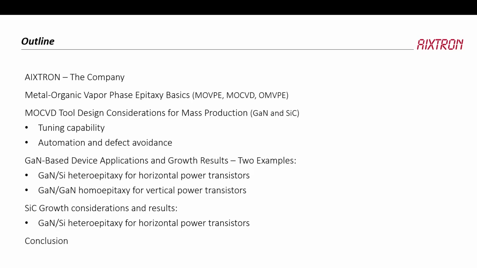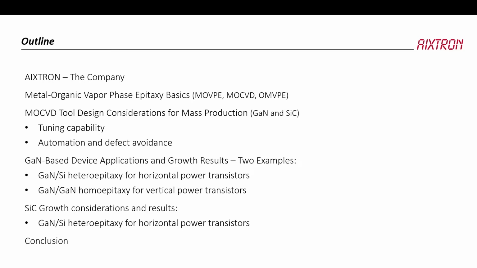Okay, so a little outline of my talk. I'll just quickly introduce the company, and I will talk about the metal-organic vapor phase epitaxy basics, because some of you may not know this technology. I know there's MO in there. Silicon carbide obviously is made by CVD, but the process is quite similar in the end. Then I talk about MOCVD tool design considerations for mass production. This is where cost comes in. Tuning capability and automation and defect avoidance. And I will talk about a couple of GaN-based device applications and growth results.